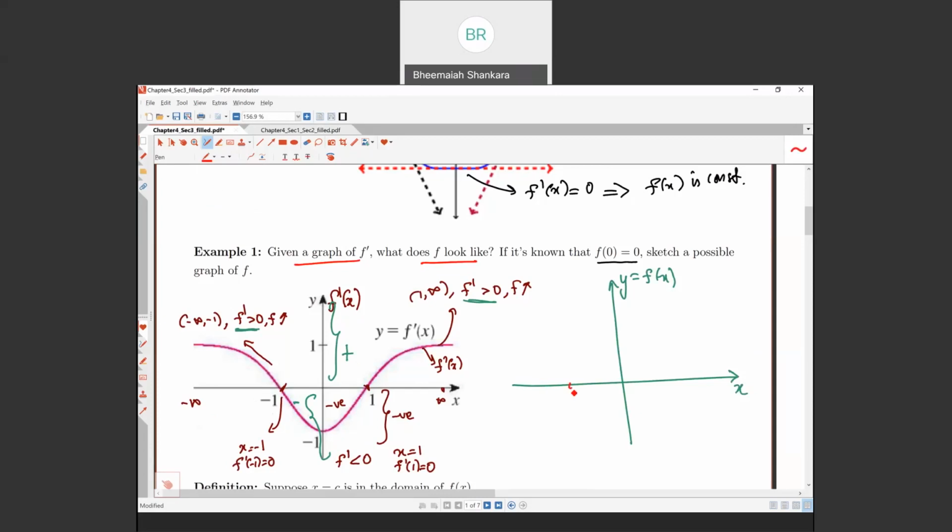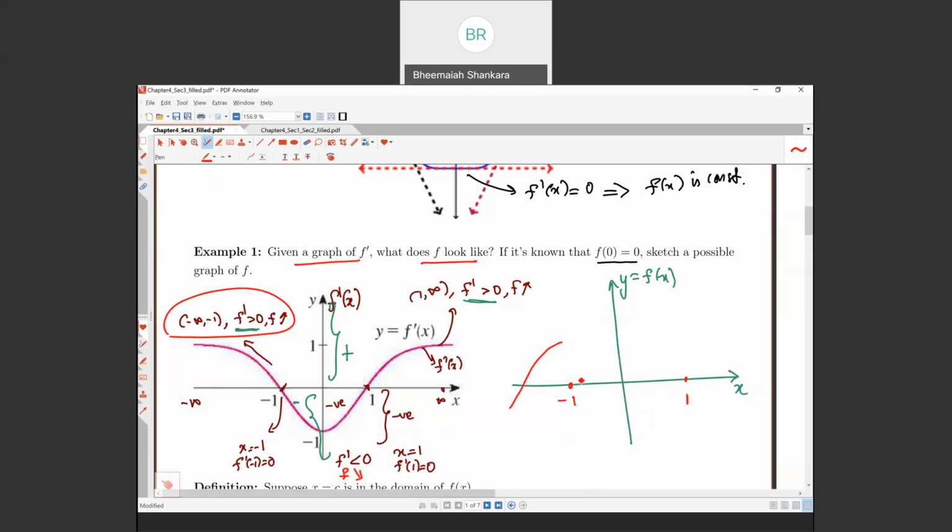So mark negative 1 and 1. Between negative infinity and negative 1, you have the function increasing. That's what we stated here. So from negative infinity to negative 1, you want to draw an increasing function. From negative 1 to 1, you see that f prime is negative. If f prime is negative, the function should decrease.